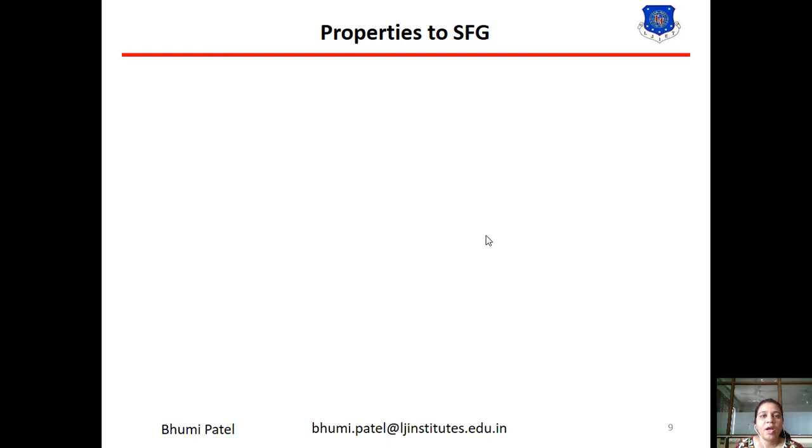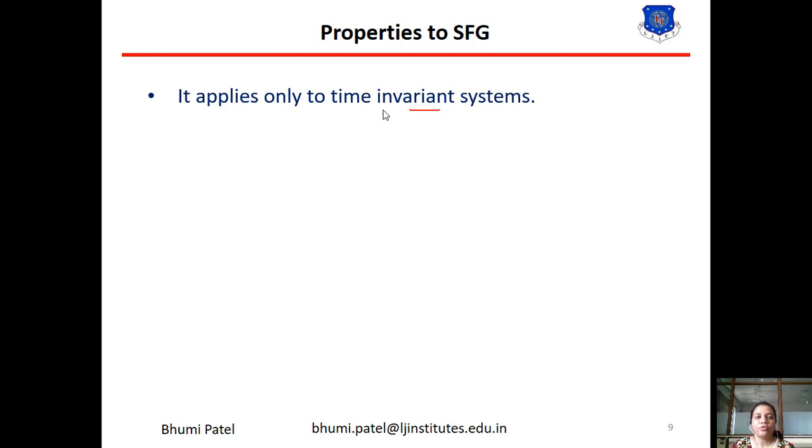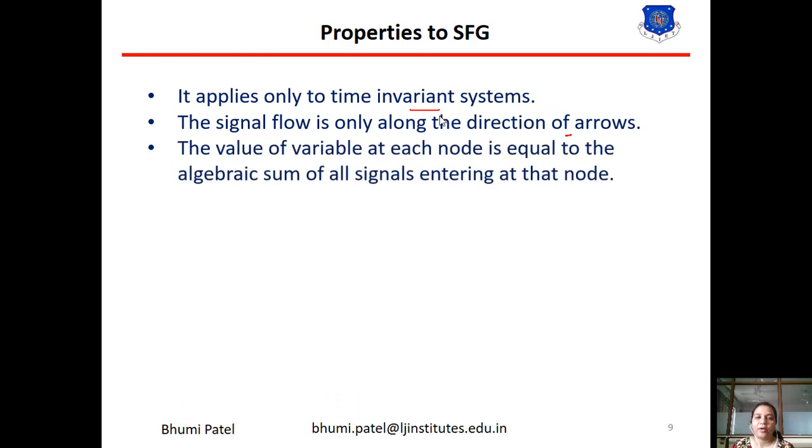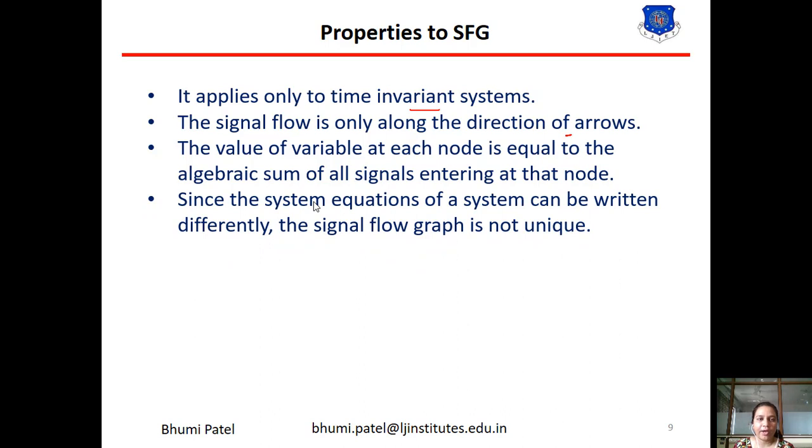Now next topic is properties of signal flow graph. First property is it is only applied to the time invariant system. It is not useful for time variant system. Now the signal flow is only along the direction of arrow. Signal flow graph is only applicable whenever the forward and feedback loop is generated. The value of variable at each node is equal to the algebraic sum of all signals entering at that node. This is also the property of the signal flow graph.